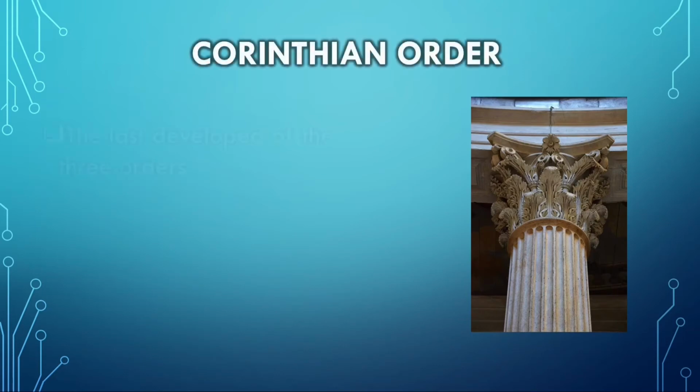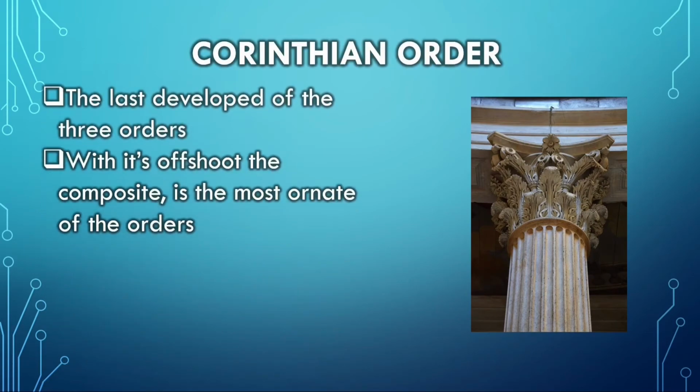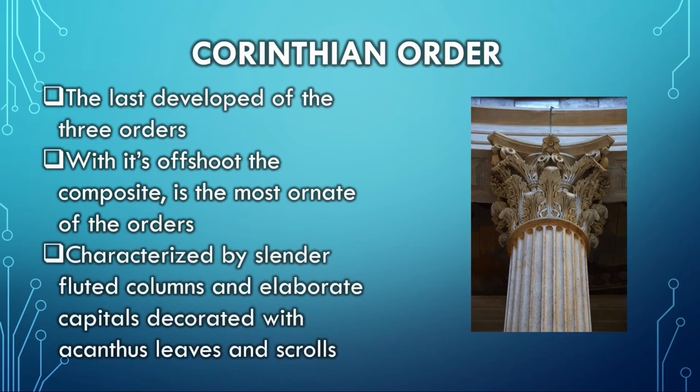Corinthian order, the last developed of the three orders, with its offshoot the composite, is the most ornate of the orders, characterized by slender, fluted columns and elaborate capitals decorated with acanthus leaves and scrolls.